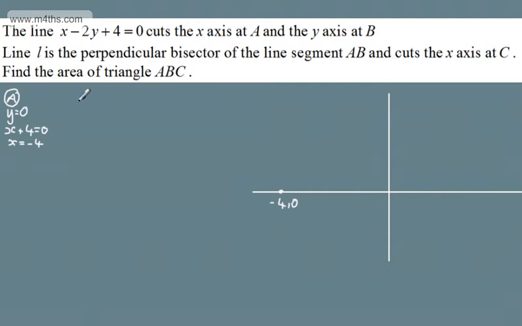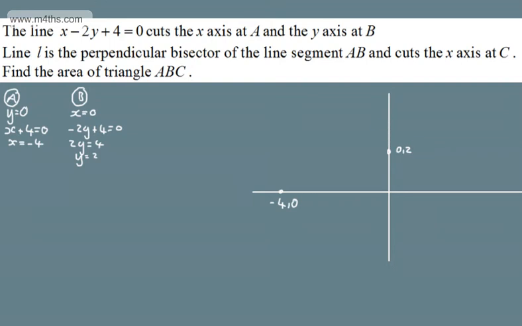Let's now look at B. That's where the line crosses the y-axis, so x will be equal to 0. So we have minus 2y plus 4 is equal to 0. Rearranging, 2y will be equal to 4 and y will be equal to 2. So we have this point just there. That is going to be B, and that will be 0, 2.